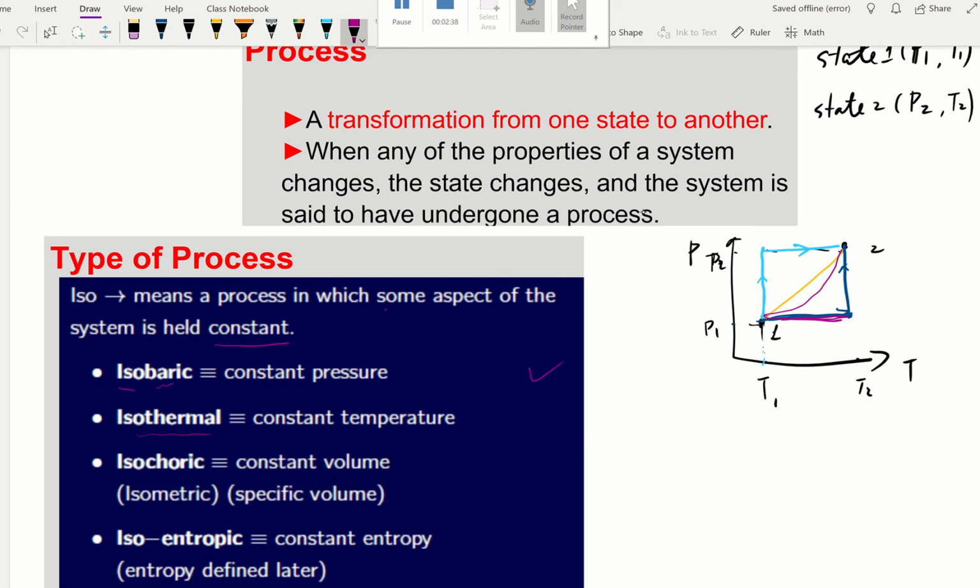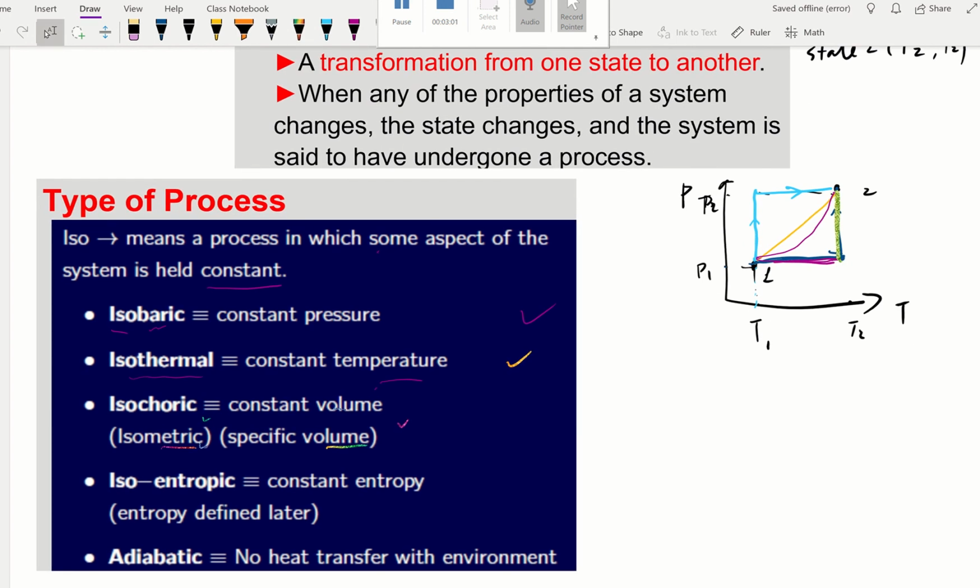Thermal means heat, a temperature. Isothermal means the same temperature. So for example, this will be isothermal, a same-temperature process. Then we have isochoric. Choric, or you can call it isometric, means same volume, a constant volume process. Okay, and then you can call isentropic. Entropy, we're going to learn that later on. It's S. Iso means constant entropy. That could be a process as well.